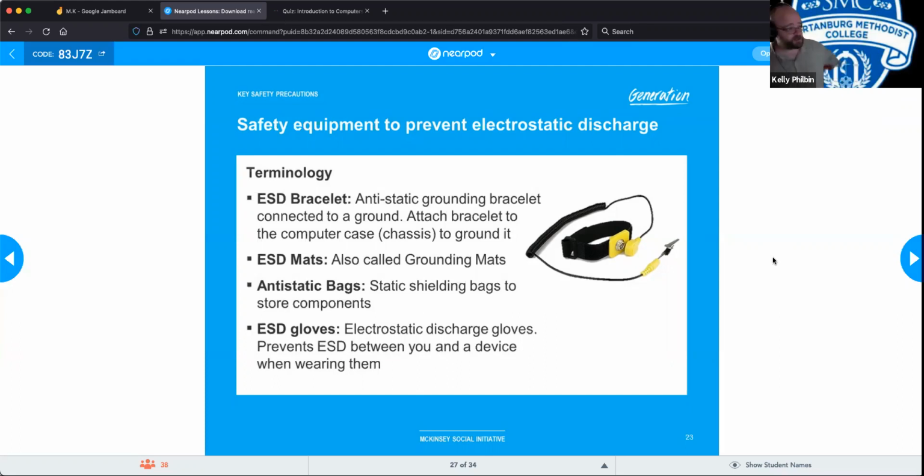None of these items are overly expensive. You can get an ESD bracelet for maybe 50 cents, maybe $1. You can get ESD gloves for maybe 10, 15 bucks. ESD mats, I think, are one of the more expensive things on this list. Those will probably run you about $20 to $50, depending on the type you get.